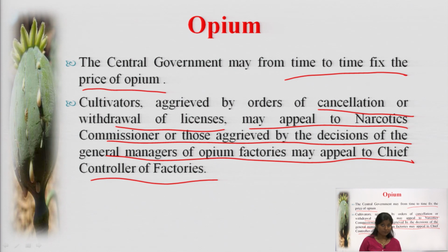So, there is a proper check, there is a proper control in concern with the narcotic drug from time to time, and the supervision is of the government authority, that is the narcotic commissioners and the chief controller of factories. So here I think some conceptual point is clear in your mind, that these are the operations of the narcotic drugs which are being controlled by the government.